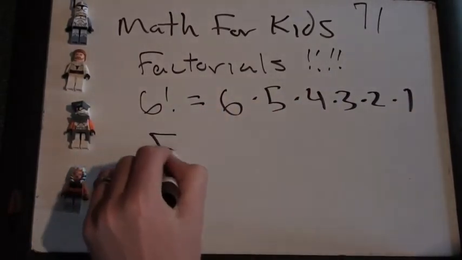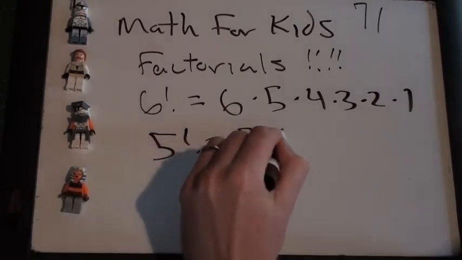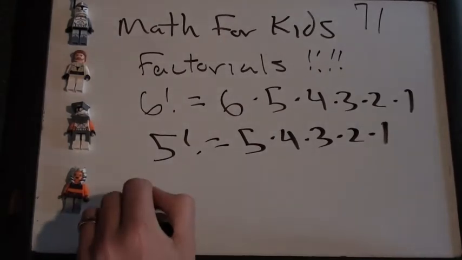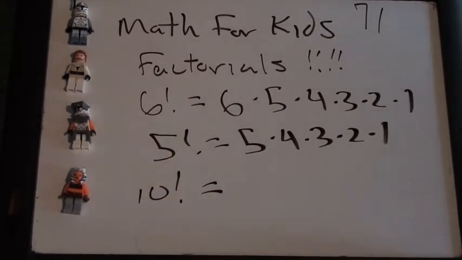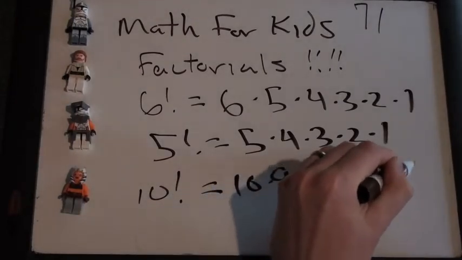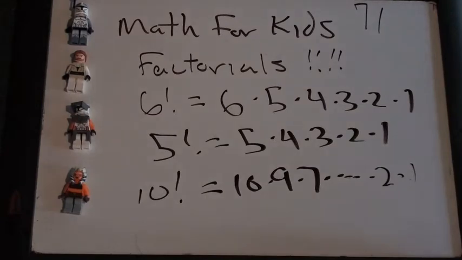And 5 factorial means 5 times 4 times 3 times 2 times 1. What do you think 10 factorial means? 10 times 9 times 8 times 7, all the way down to 1. So it's a nice short abbreviation for a long operation. The problem we were talking about had 30 factorial, which is a huge number, and there's no way you could multiply it all out. So we were learning some fun properties about factorials.